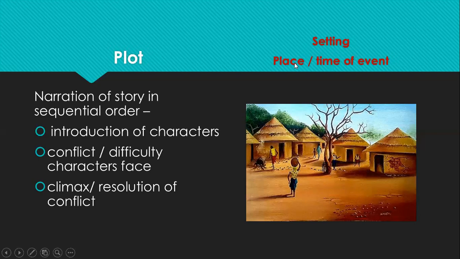Nakalio, if you looked at this setting, yes, and I think you say, like I think it's in the village because of the huts, like in the village.